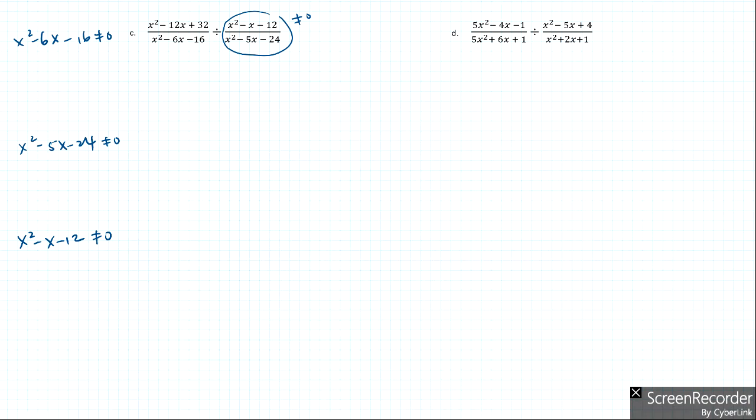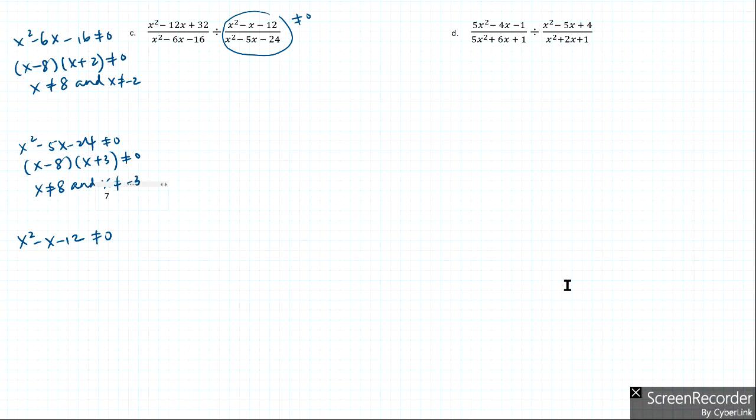And now looking back to the first expression, we can factor it to be x minus 2, x minus 8, x plus 2 doesn't equal 0, therefore x doesn't equal 8, and x doesn't equal negative 2. Then we have the second expression that can be factored as x minus 8, x plus 3 doesn't equal 0, and therefore x doesn't equal 8 again, and also we have x doesn't equal negative 3.